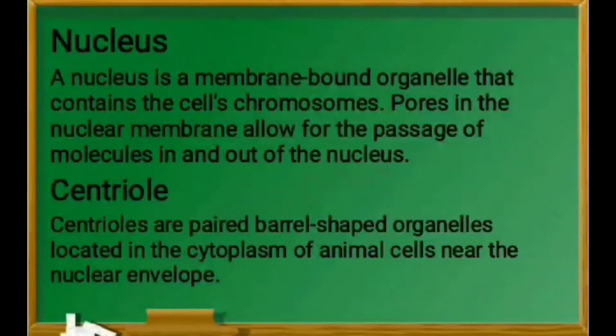The nucleus is a membrane-bound organelle that contains the cell's chromosomes. Pores in the nuclear membrane allow for the passage of molecules in and out of the nucleus. Centrioles are paired barrel-shaped organelles located in the cytoplasm of animal cells near the nuclear envelope.